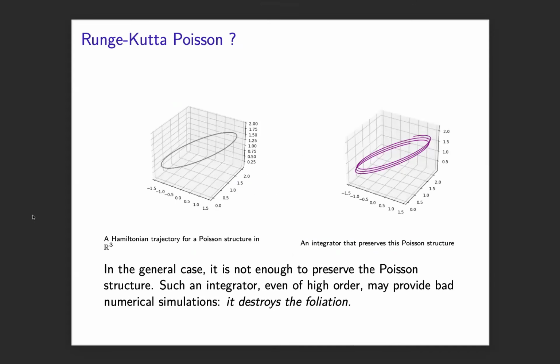And I proved in my thesis that this does not work, meaning that you may run into numerical issues, especially if you want to compute periodic orbits. For instance, your discrete trajectory will not be periodic at all, and in the long run, you will run far away from the trajectory. And the reason is that it destroys the foliation.